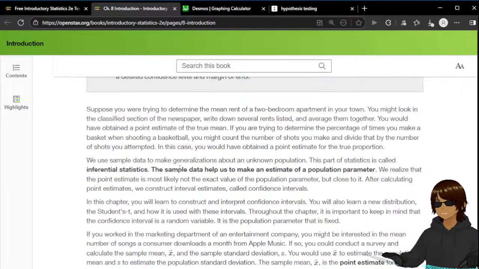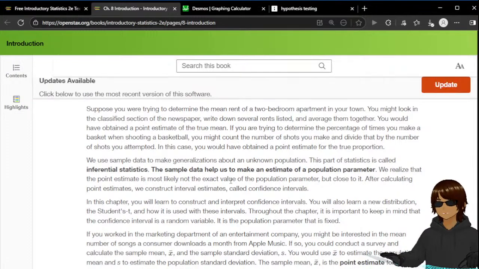Use sample data to make generalizations about an unknown population. This part of statistics is called inferential statistics. Sample data helps us to make an estimate of the population parameter. We realize that the point estimate is most likely not the exact value of the population parameter, but close to it. After calculating point estimates, we construct interval estimates called confidence intervals.